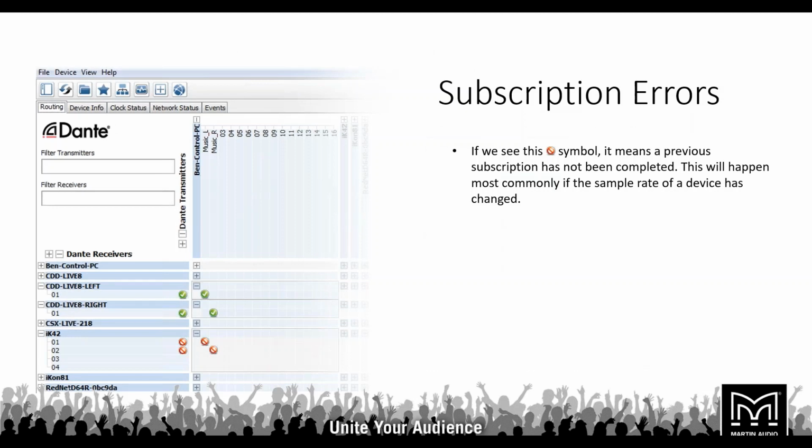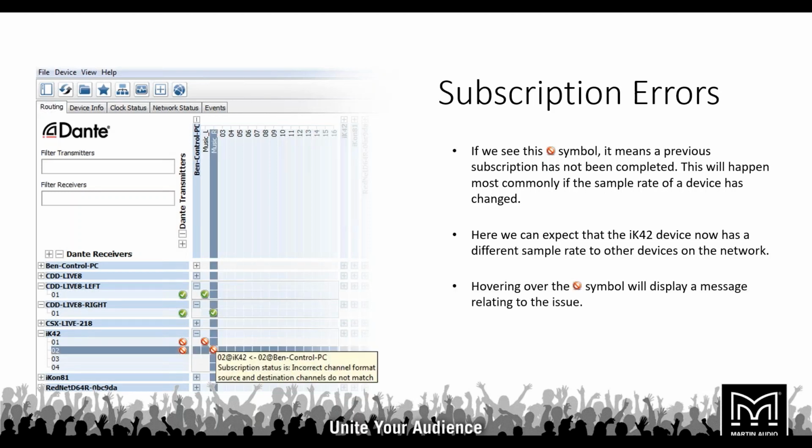Okay, so if we see subscription errors pop up on our subscriptions, this means a subscription has not been completed. Most commonly, this is going to happen if the sample rate of a device has changed. So here we can expect that the IK42 device now has a different sample rate to others on the network. Hovering over it will display a message relating to the issue. And we go back to the device view to fix the issue.